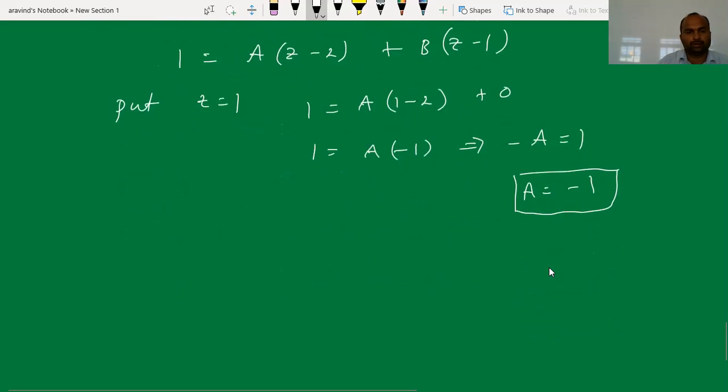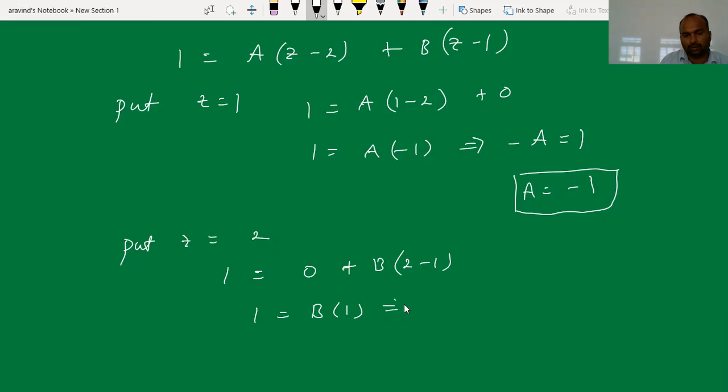Now again I'll substitute z equals 2. Left hand side is 1. The first term becomes 0, plus b into (2 minus 1). So 1 equals b into 1, which implies b is 1. So we got both the values: a is minus 1 and b is 1.